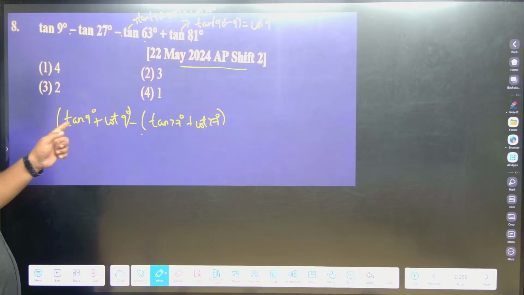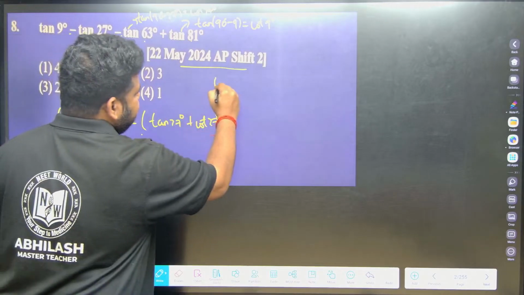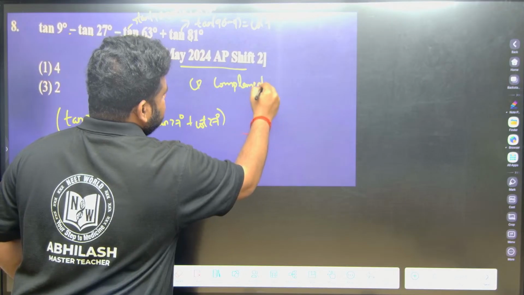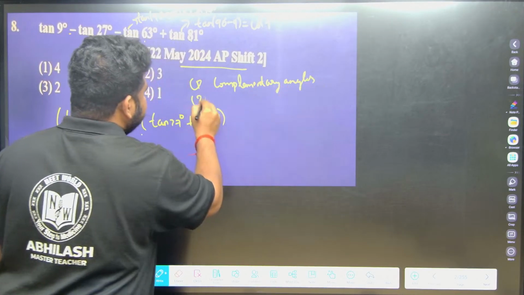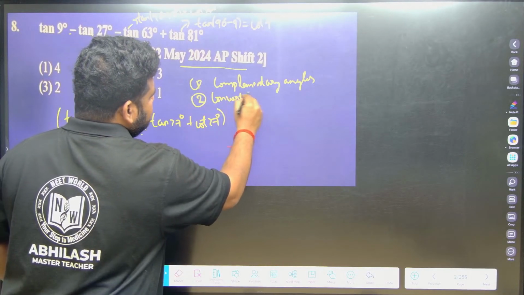So see here tan 9 plus cot 9. What is the concept we applied? Complementary angles. The first concept we applied is complementary angles. Now the second concept is we will convert them to sin and cos.